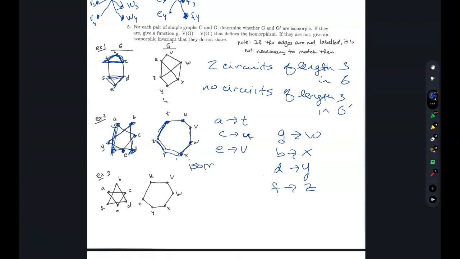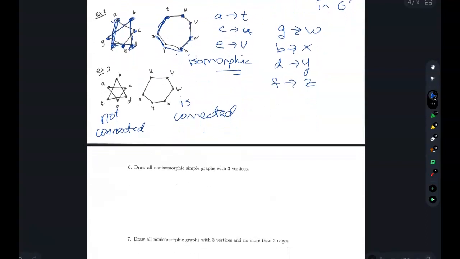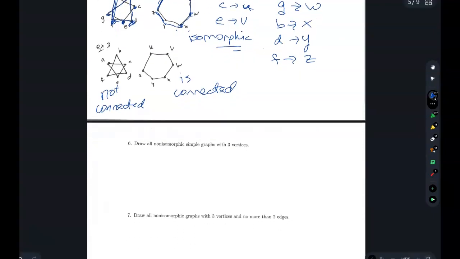So this is isomorphic. I've found a relationship between the two graphs and their vertices. Okay, this one is very similar to this one, but can you see that this one is not connected, and this one is connected? For sure, that's going to stop you from finding any isomorphism, because that is an invariant.